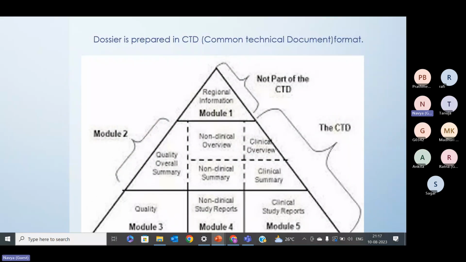Now, this dossier is prepared in a format called the common technical document. That is the format which is used to prepare the dossier. It is divided into different parts: module 1, module 2, module 3, module 4, and module 5. The first part, module 1, is regional information.